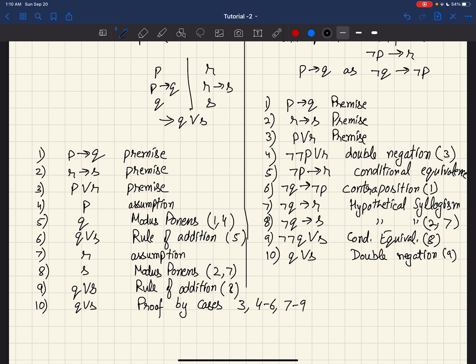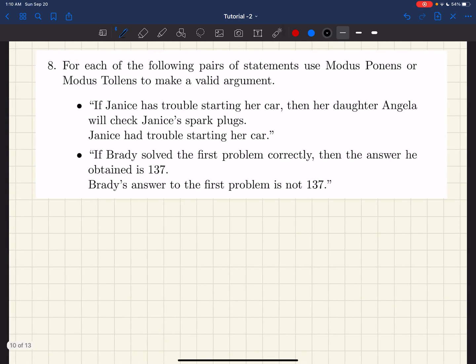So we started with three premises: P implies Q, R implies S, and P or R. And just rewriting them and using hypothetical syllogism, we came to the conclusion that Q or S. And that's your solution. Moving on to the next one.